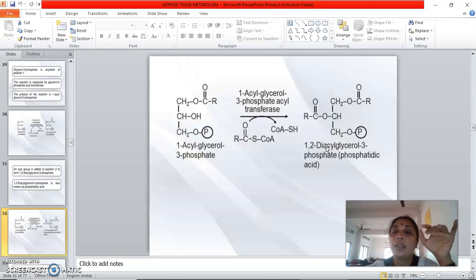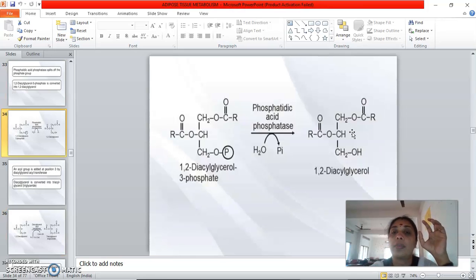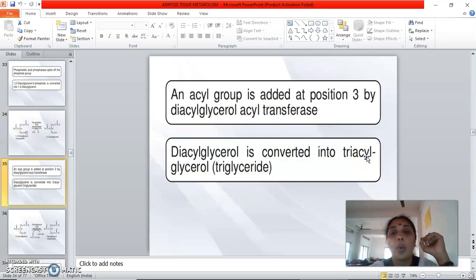In the third step, what is happening? On the third carbon atom, we know there's already a phosphate group, so an additional step is required. The phosphate group should be removed, and this happens by means of the phosphatase enzyme. The phosphatase removes this phosphate, and CH2OP is replaced with CH2OH. Only then will the last addition happen. Water comes and inorganic phosphate is removed to give rise to 1,2-diacylglycerol.